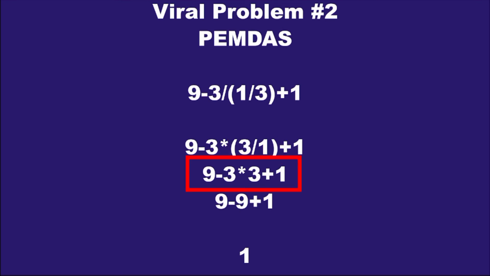So now we have 9 minus 3 times 3 plus 1, which we still use multiplication and division, so we start from the left side. And the only one is negative 3 times 3, which will be negative 9. So 9 minus 9 plus 1 equals 1.